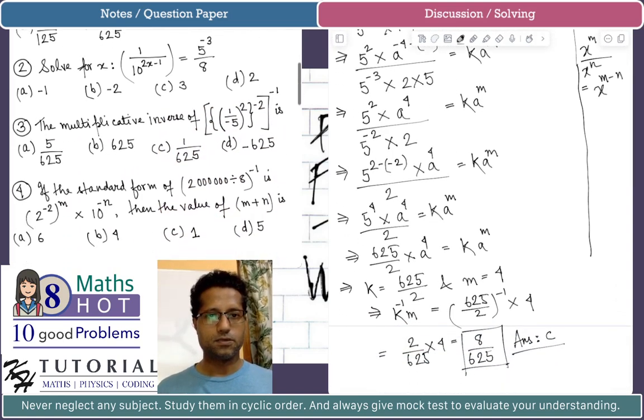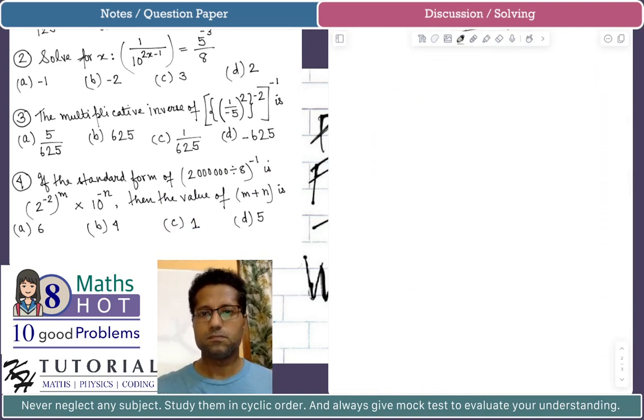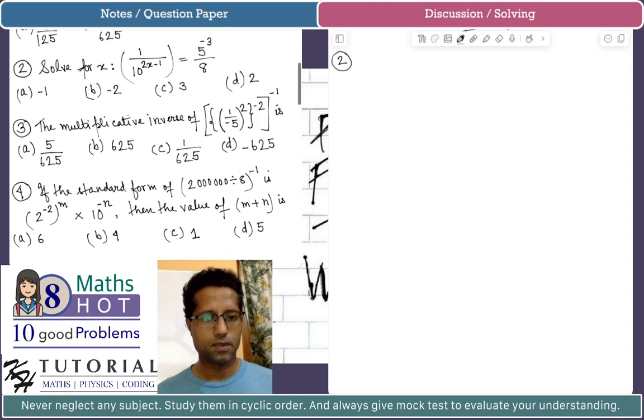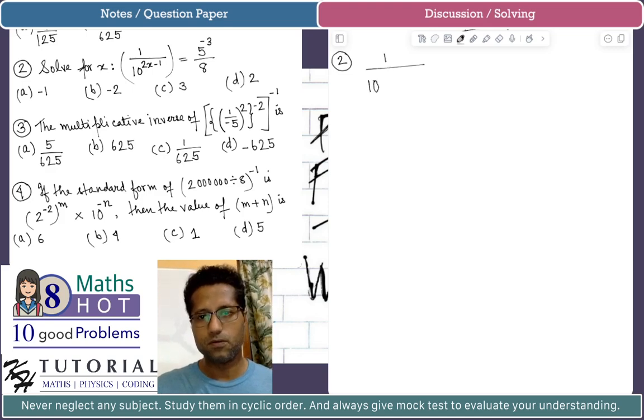Okay, let's do problem number 2. It is solve for x. So it is also an equation, and we have to solve for x. The equation given is 1 by 10 to the power 2x minus 1.